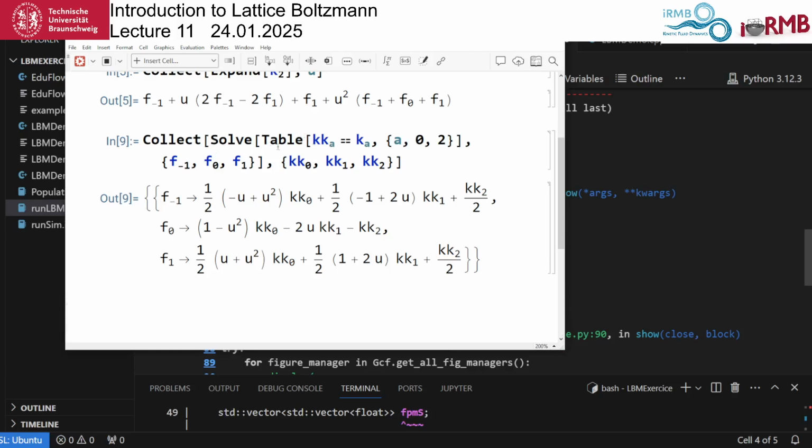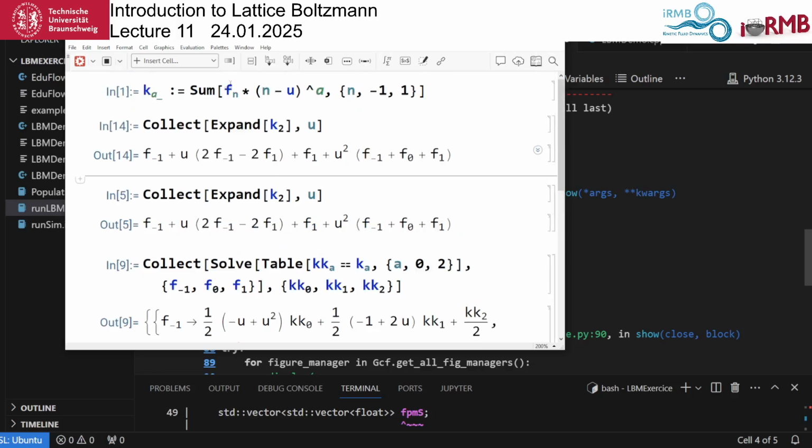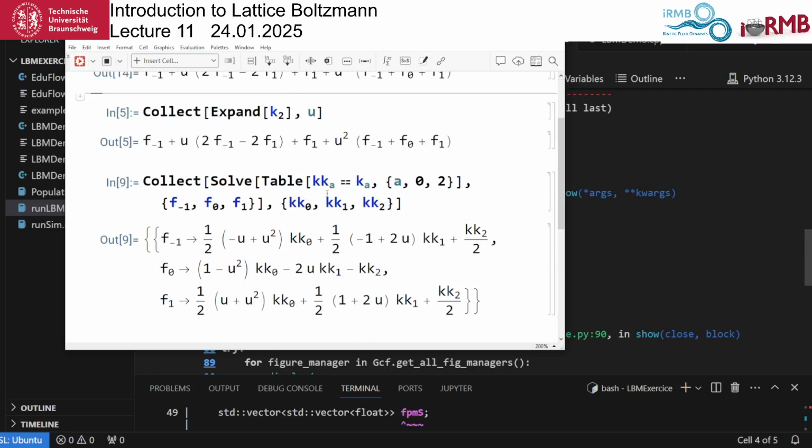So what I do is I make a table of KKA is this KA. This is the one that gives me automatically the expressions in terms of populations, right? So then the KK is the one that I keep as a variable. And I do this for A from 0 to 2, and then I solve this entire stuff for the different populations. Meaning, I get the populations in terms of the moments. Yeah, and I also try to collect them and try to simplify them, but as you see, there is not much simplification going on.